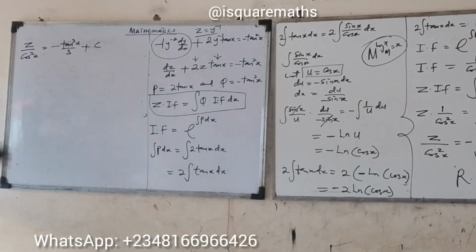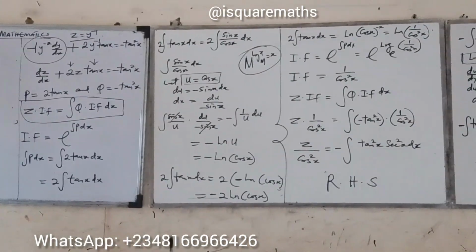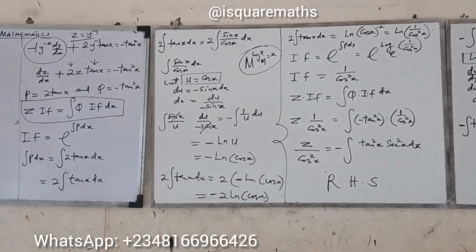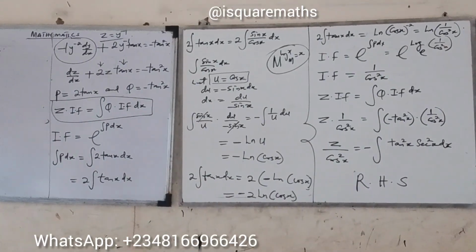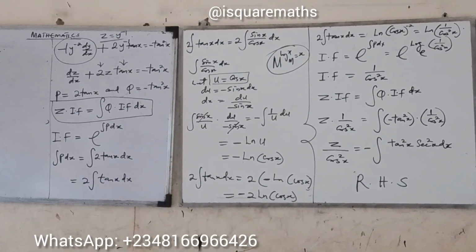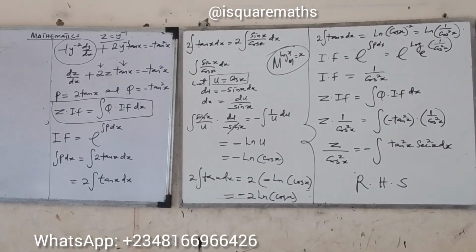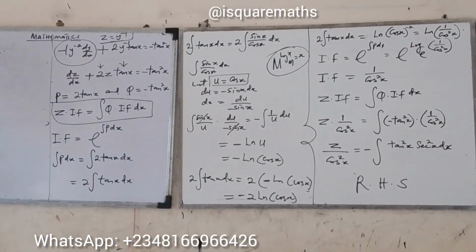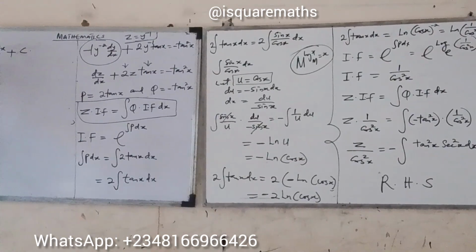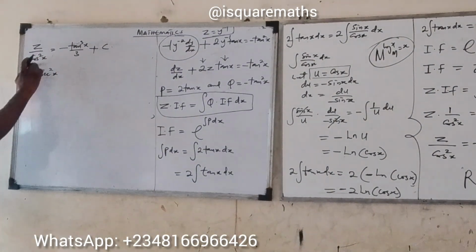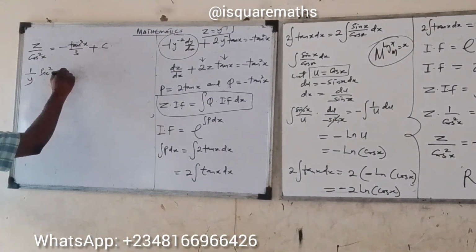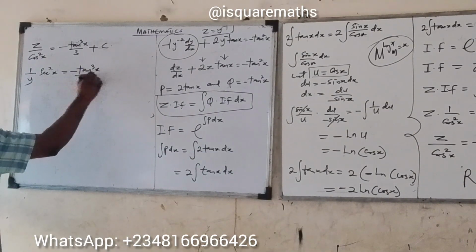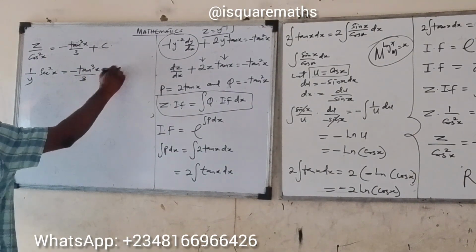Here, this z all over cos squared x. Remember, the value of z is 1 all over y, which is the same as y raised to the power of minus 1. So then here we have sec squared x, because 1 all over cos squared x now will be sec squared x, is equal to minus tan cube x all over 3 plus c.